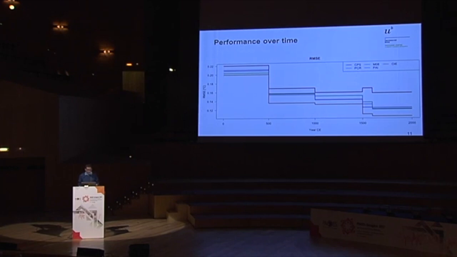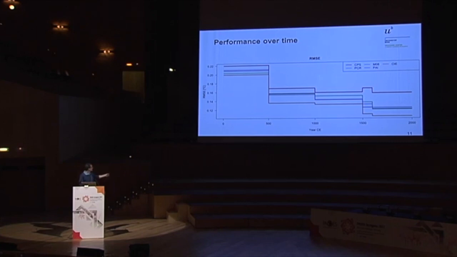So this is now the root mean square error for the different methods in its original scale, so higher values mean higher errors. And this is based on a fixed proxy network experiment where we just do several reconstructions based on the proxies that are available back in time. So this means that these lines here represent the root mean square errors of the reconstructions only using the proxies that extend over the full 2,000 years.